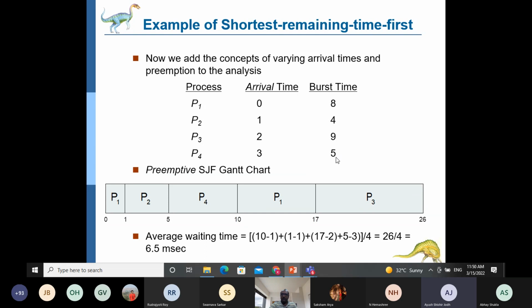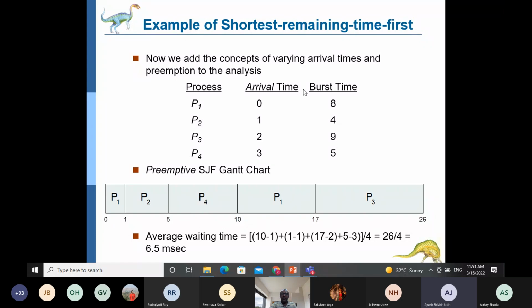The P4 time is 5 units, and P2 is executing. P2 has already completed 2 units, and only 2 units remain. So P2 is the shorter one, and P2 will continue. P2 completes at the end of the 5th unit from the beginning. Then among the remaining 3 processes, P4 has the minimum burst, because P4 has 5, P3 has 9 and P1 has 7. So P4 will be given the CPU.